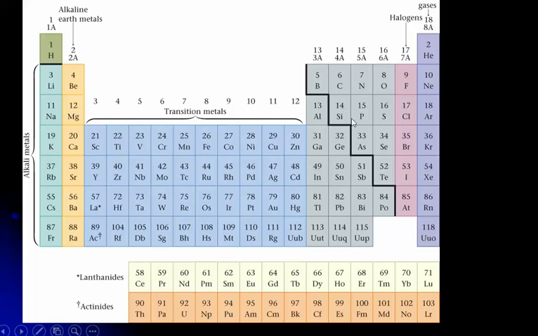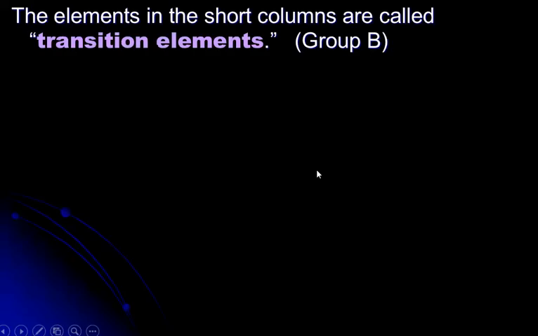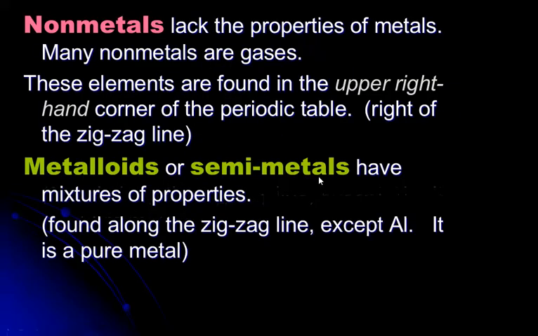Something to keep in mind is those elements that are on the right-hand side of the zigzag line here. We've got boron, silicon, arsenic, tellurium, astatine. Those are all more like nonmetals because they lie on the side with the nonmetals. And then germanium, antimony, and polonium, those are more like metals. They have more metallic properties, thus they lie on the side closer to the metals. So something to keep in mind as well.